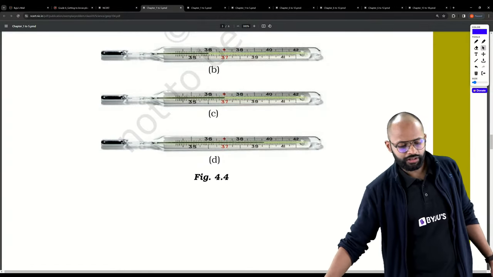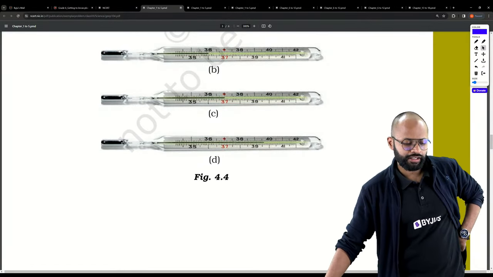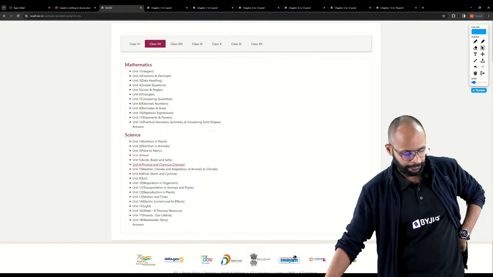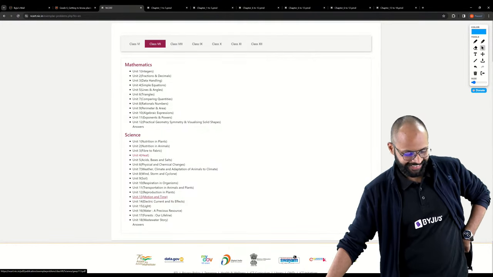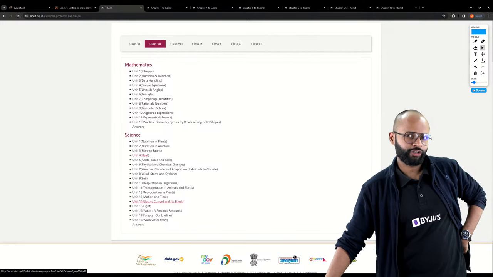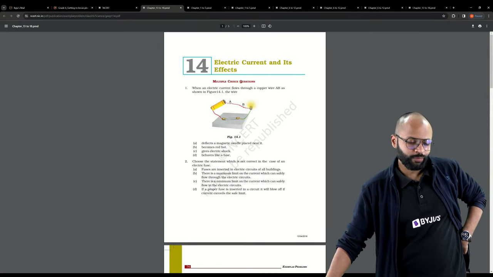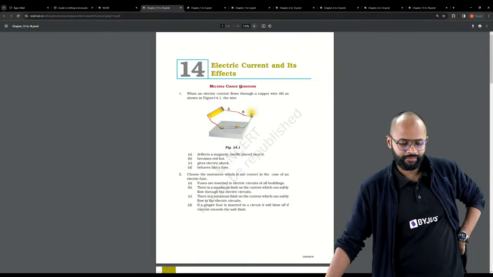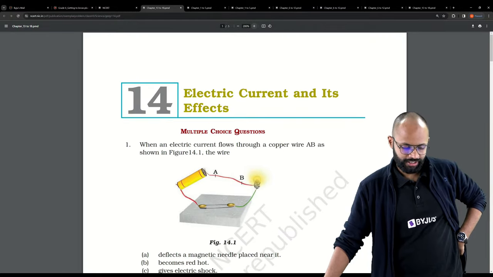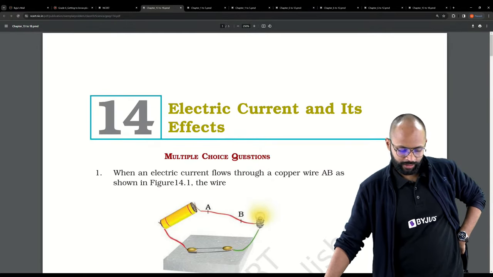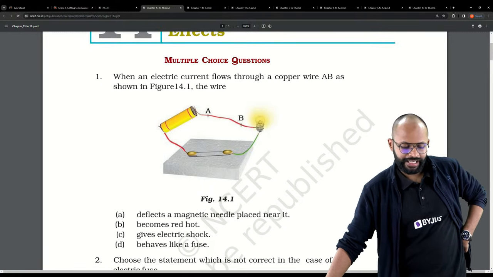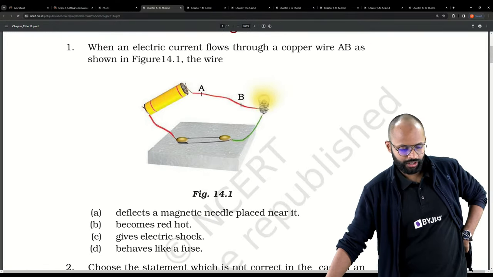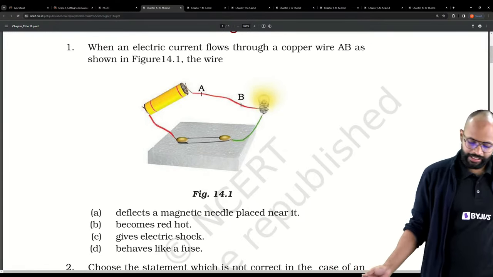With this, we are done with heat also. Brother, how easy heat was. Okay, let's see more. Next, let's do electric current and its effect. Let's do it. In motion and time you will feel a little fear, because motion and time has some good questions. Come on. This is a very easy chapter. We won't spend a lot of time on this. First one, electric current and its effects.